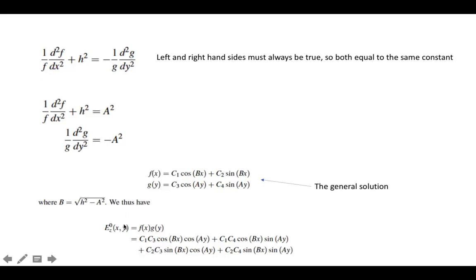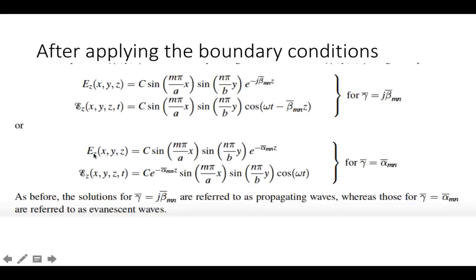So now, to go back and actually create a general solution for e sub z, we have to take the product of those two. And so then we end up with this four-term expression with four different constants and four different products of sine and cosine. So this is our general solution. At this point we need to apply the boundary conditions. So that will be what we'll do next.